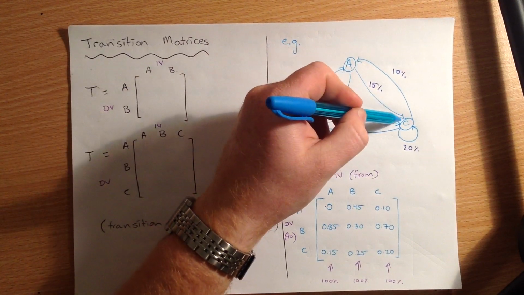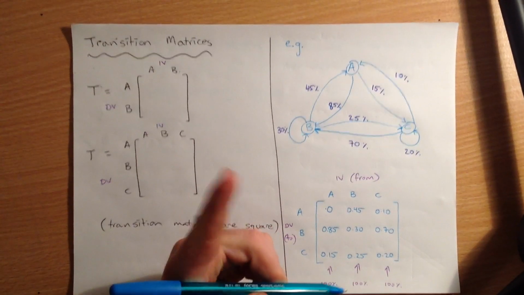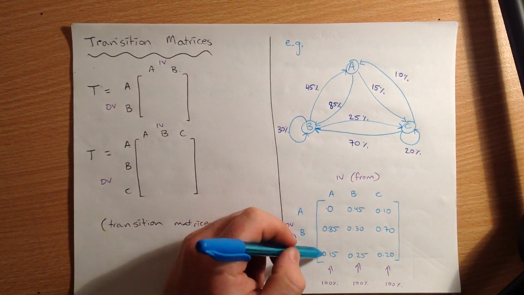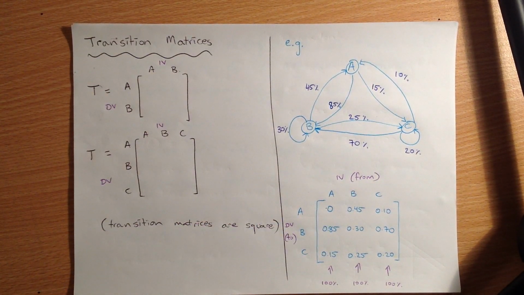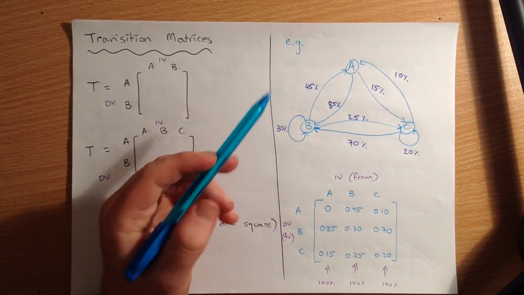From A to C, there's 15%. So all of these have to add up to 100%, or the number 1. So 0.85 plus 0 plus 0.15, that's 1, or it represents 100% as a percentage. And they should all sum up to 100% individually.